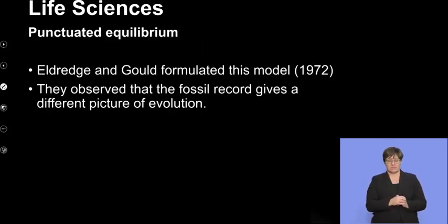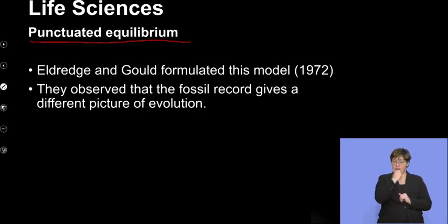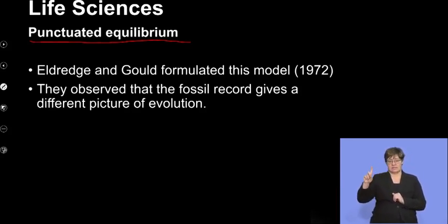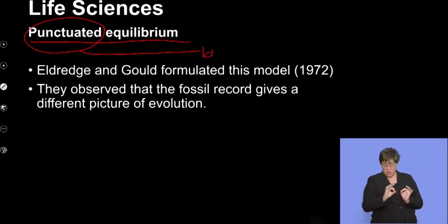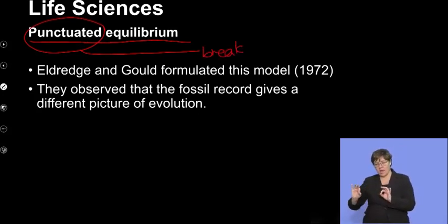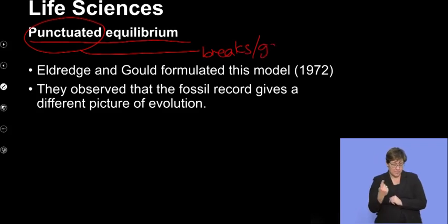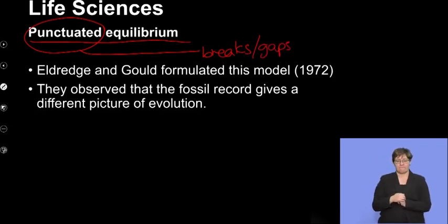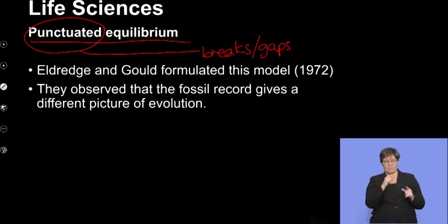All right, so now we're going to have a look at another theory or another model of evolution, and that is called punctuated equilibrium. So punctuated means that there are breaks or gaps in something, and then equilibrium is sort of stasis.